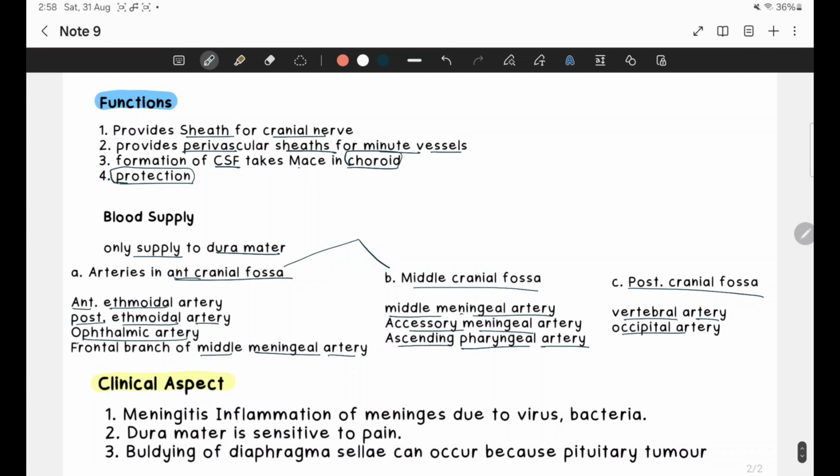Then the clinical aspects of the meninges. The first one is meningitis, which is an inflammation of the meninges due to various bacteria and viruses. Then the dura mater is sensitive to pain as it is the outermost covering of the brain. Then bulging of the diaphragma sellae can occur because of a pituitary tumor. Bulging means swelling. So the swelling of the diaphragma sellae can occur because of a tumor present in the pituitary gland. Thank you.